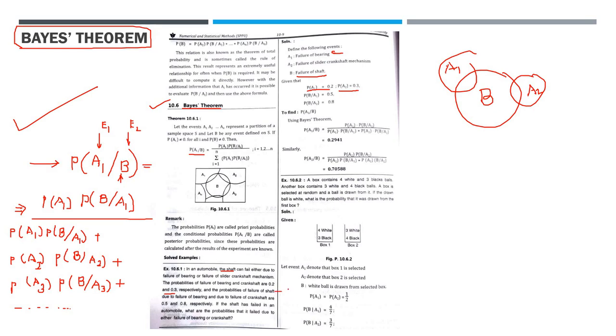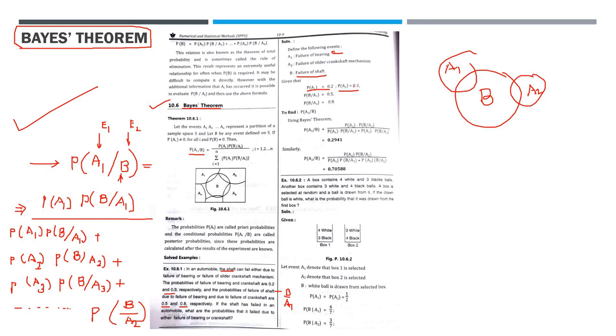Shaft means what? It is the event B due to failure of the bearing. So B of A1 is given. How much is B of A1? 0.5. Similarly, B is associated with the failure of the shaft because of the second event, that is the failure of the slider crankshaft mechanism, so probability of B of A2 is given, equal to 0.8. That is also given in the problem.